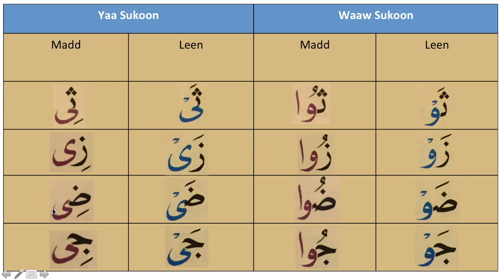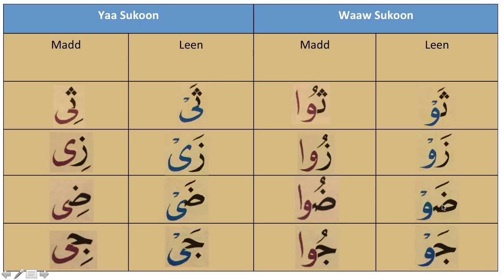So next we have ضاد فتحة يا سكون ضي. ضاد كسرة يا سكون ضي. Notice when we have the fatha and the ya, we say ضي, that's lean. When we say ضاد كسرة يا سكون ضي, we have to elongate it to two movements.